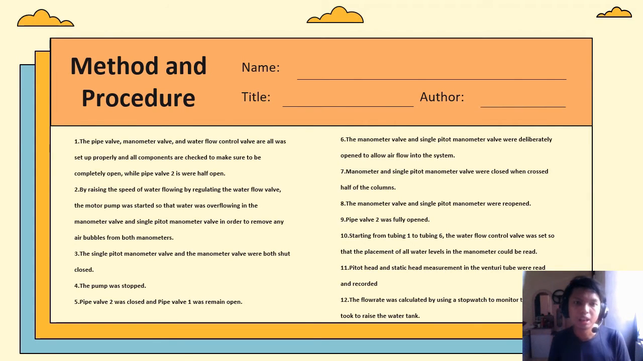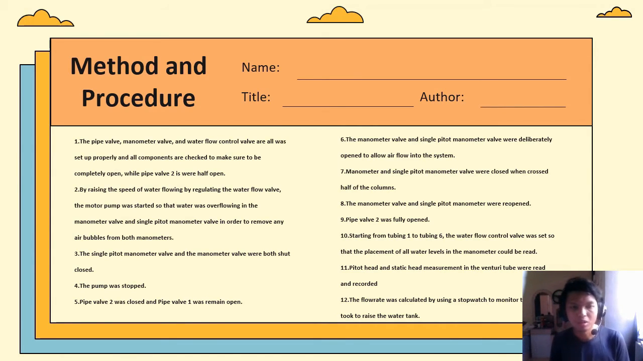Next, we go to the method and procedure of the experiment. The first step is that the pipe valve, manometer valve, and water flow control valve are all checked to make sure they are working properly. Second is raising the speed of the water flowing by regulating the water flow valve. The motor pump was started, so the water was overflowing in the manometer valve and single pitot manometer valve in order to remove any air bubbles from both manometers.